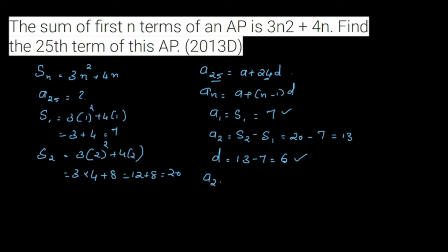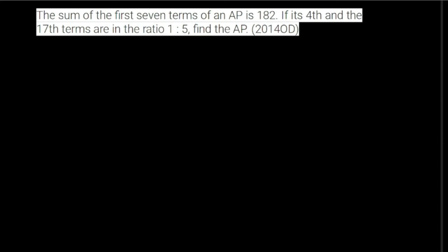Substitute all the values in A25. A25 is A plus 24D. What is A? A is 7. 7 plus 24 into D, which is 6. That is equal to 7 plus 24 times 6 are 144, right? Now 7 plus 144 is 151. So A25 is 151.